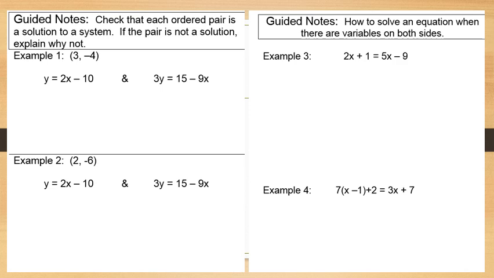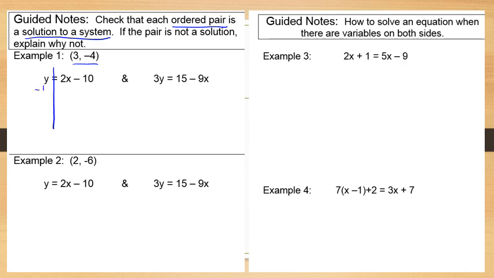So we're going to start with example 1. And you'll notice in this first section of guided notes, we're talking about checking if each ordered pair is a solution to a system. And if the pair is not a solution, we're going to explain why not. So for the first part here, we've been given a point, (3, -4), and we're going to go ahead and plug that point into each equation.